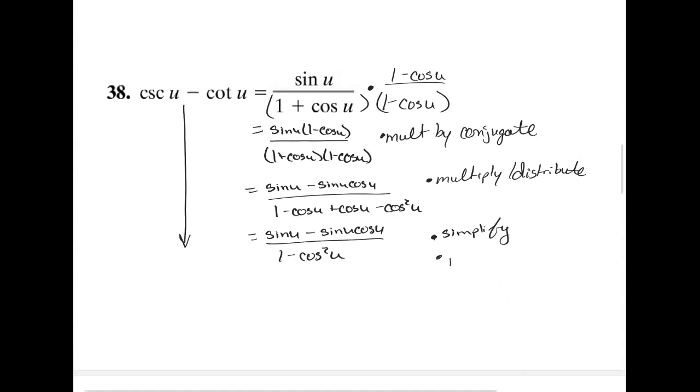Now we're going to use a Pythagorean identity. We know that sine squared plus cosine squared is equal to 1. And we can use that denominator. If I tweak this Pythagorean identity by moving that cosine squared over, I see sine squared is equal to 1 minus cosine squared. So I can make that substitution for that denominator. So I have sine of u minus sine of u cosine of u over sine squared of u.